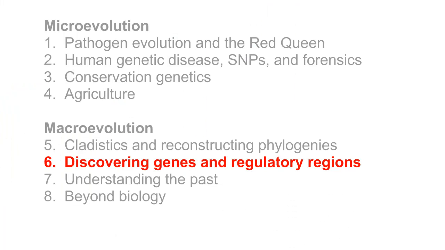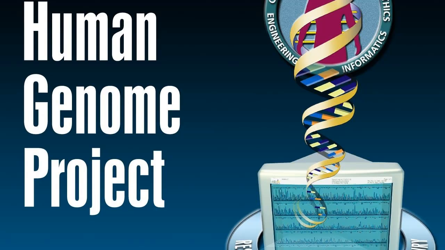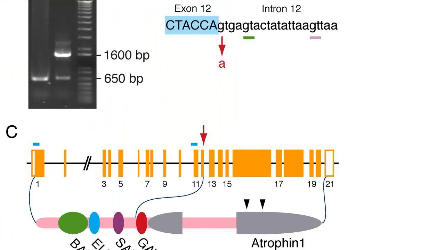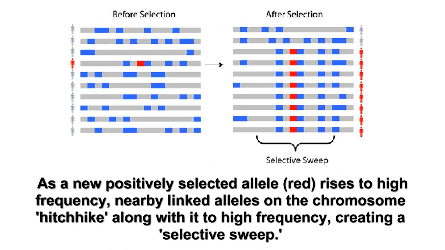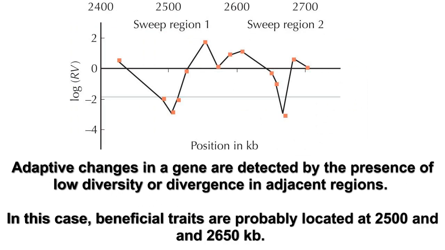Section 6. Discovering genes and regulatory regions. Once the Human Genome Project had a fairly complete database of sequence, scientists had a very powerful tool available for the mapping of human genes. But how can they detect the important sequences, the ones that have the important function in the cell or organism? One very powerful approach is called selective sweeps. Selective sweeps compare the frequency of certain markers to their theoretically expected distribution in the absence of selection pressures.